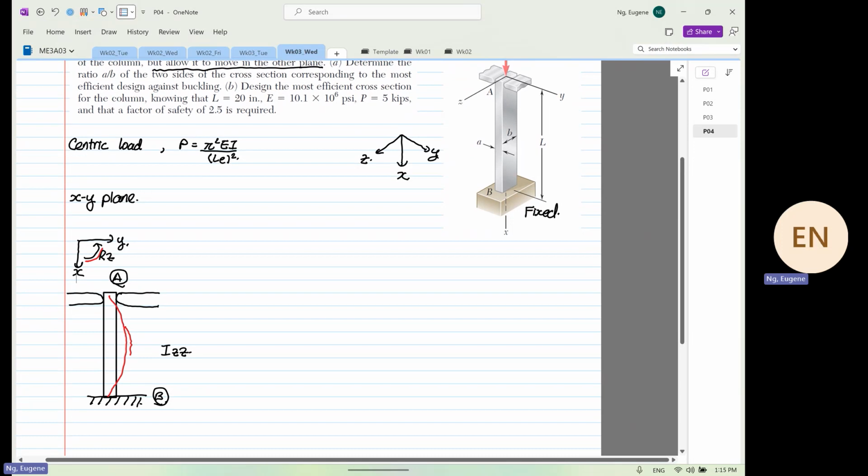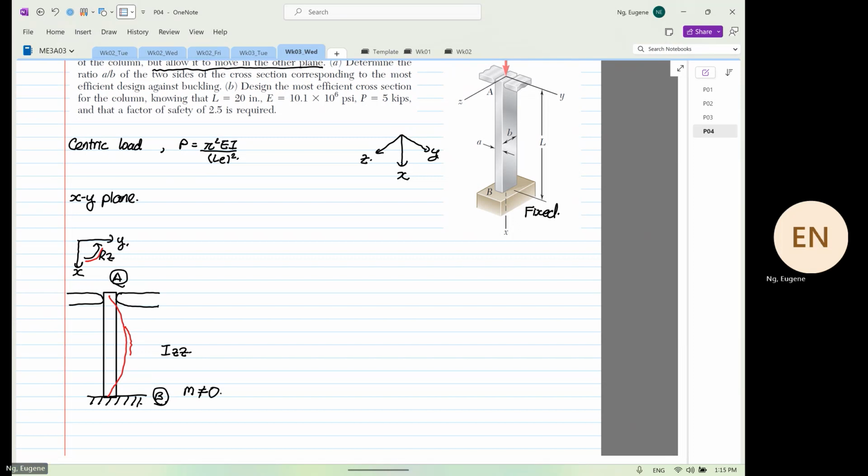So with this in mind, we know at the bottom, moment is not equal to what? 0. At the top, moment is equal to what? 0. However, at the top, X is also, sorry, Y is also equal to what? 0. Whereas at the bottom, X is equal to 0, Y is equal to 0. And we know that this is known as fixed. And the other end is what? So from here, one end is fixed, one end is spin.